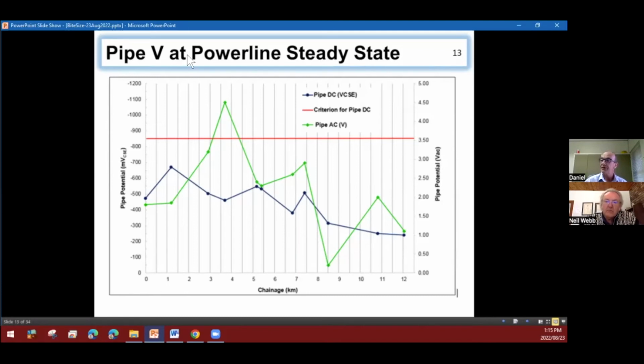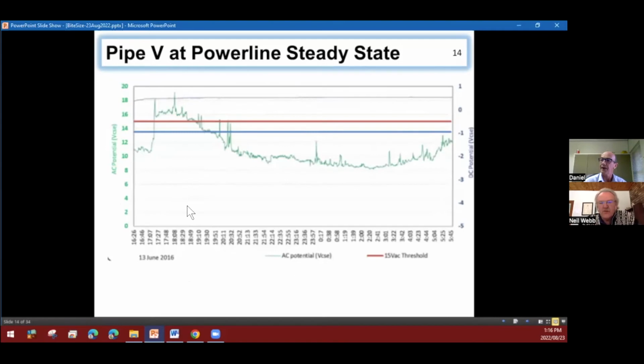The slide showing now is potentials taken at a pipeline, just a spot reading, and on this 12-kilometer pipeline the readings at steady state condition were 4.5 volts, 2 volts and 1 volt. This just shows the changing voltage along the pipeline, and it depends on the position of the pipeline relative to the power line locality. Those are not considered dangerous, obviously, from a shock hazard point of view.